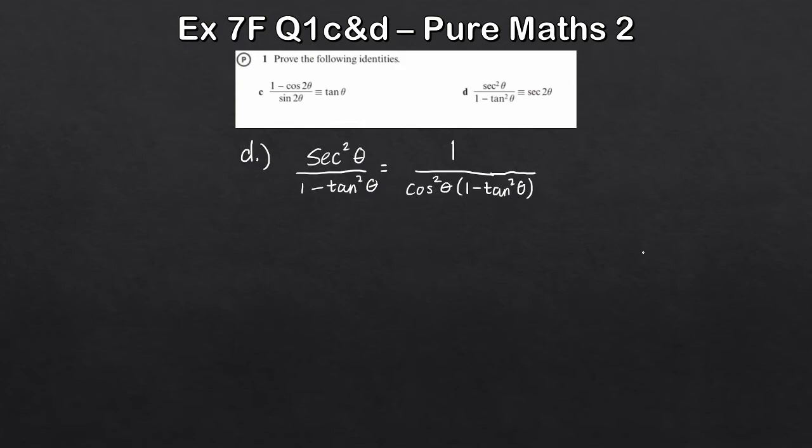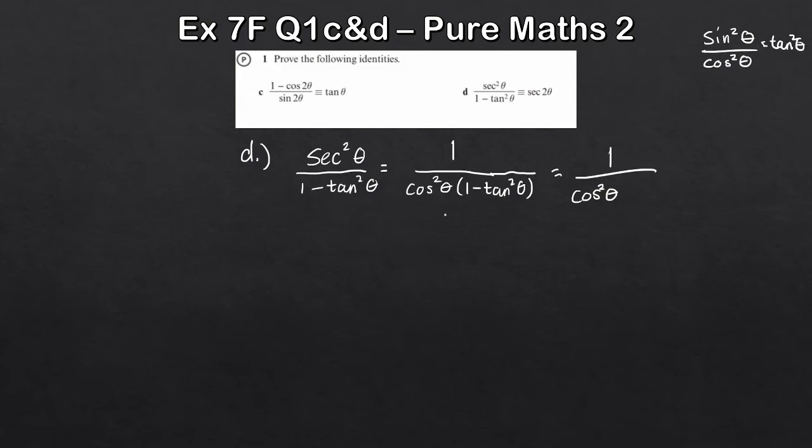So let's see if we can rewrite this denominator. Cos squared theta times 1 would be cos squared theta, so this is 1 divided by cos squared theta. And then cos squared theta times minus tan squared theta. Well, let's not multiply this straight away. Let's consider what we can do here. Tan squared theta, we know, is sine squared theta over cos squared theta.